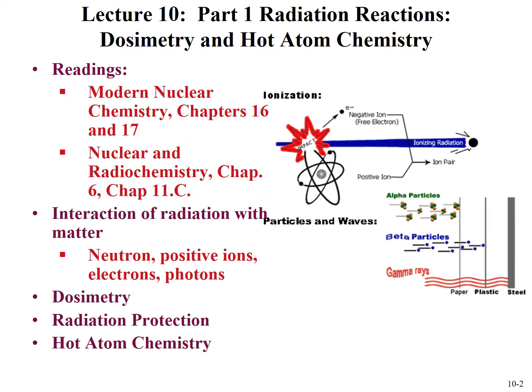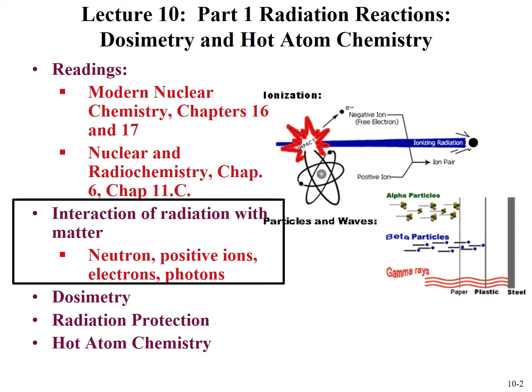The readings for Lecture 10 are in Modern Nuclear Chemistry, Chapter 16 and Chapter 17. Chapter 17 is on nuclear detectors. Chapter 16 is on interaction of radiation with matter. Nuclear detectors work by exploiting that interaction of radiation with matter. So both chapters together give you a very full picture of the interactions and radiation reactions. There's also discussions in Nuclear and Radiochemistry, Chapter 6 and Chapter 11C.